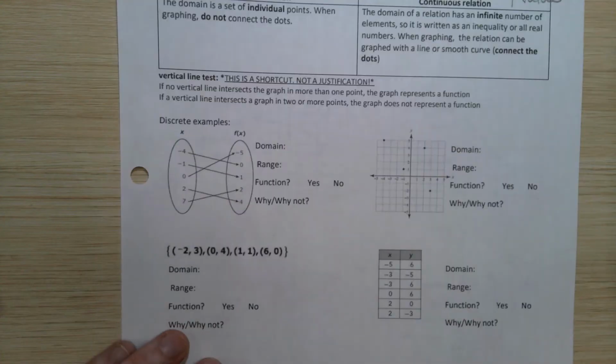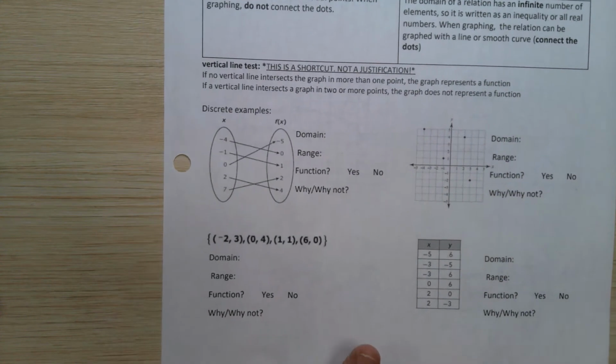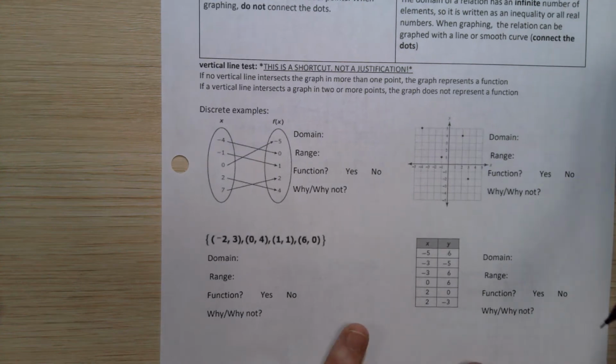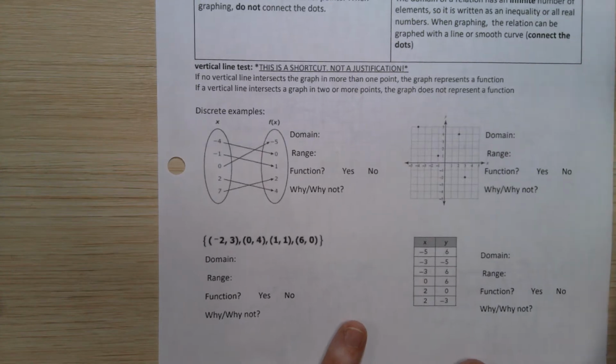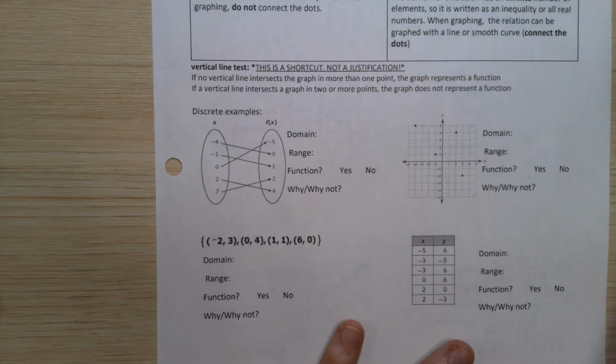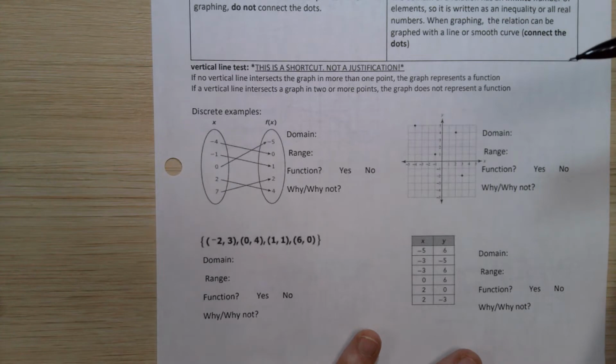So on the front, we have all these discrete relations, and I really like them, but we're going to talk just about a few of them. I'm not going to do each example, and I wouldn't do each example in class either. But I do want to talk about the vertical line test. This is a shortcut. It is not a justification for how we are grading you. In different math classes, different teachers allow that. Vertical line test, if you understand it, allows you to see if there is one x to each y. If no vertical line intersects a graph in more than one point, the graph represents a function. If a vertical line intersects a graph in 2 or more points, the graph does not represent a function.